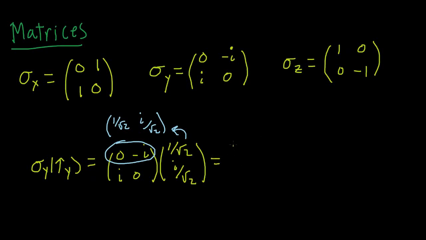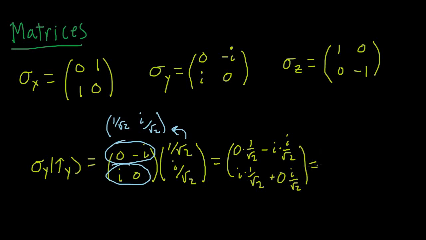And that gives us 0 times 1 over root 2 minus i times i over root 2. And now we're going to stamp it on the second one. And that gives us i times 1 over root 2 plus 0 times i over root 2. And this is equal to, okay, negative i times i is 1. So 1 over root 2. And the bottom here, we just have i over root 2.